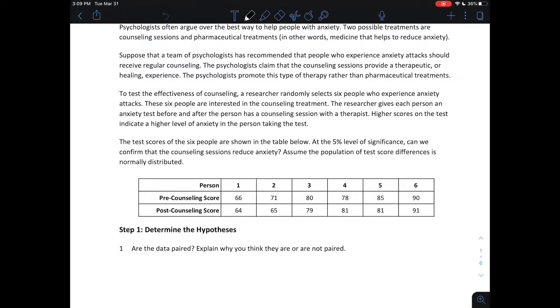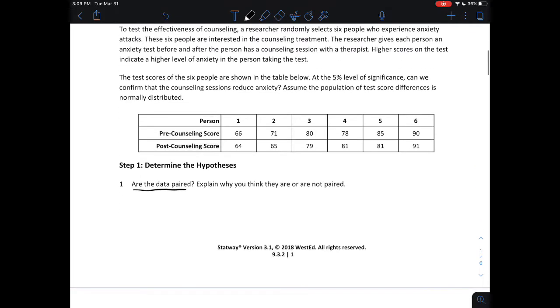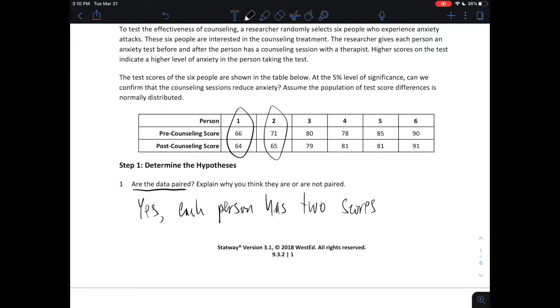Step 1. Determine the hypotheses. Number 1 asks, are the data paired? Explain why you think they are or are not paired. In an earlier lesson, we saw that paired data meant that they were dependent. And we can say, yes, these are paired because each person has 2 scores. So we have paired data.